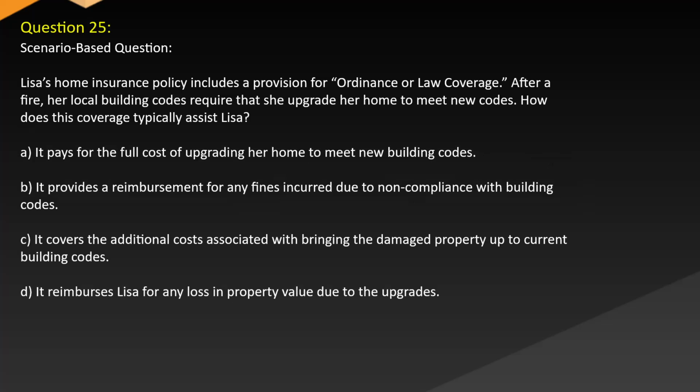Question 25. Scenario-based question. Lisa's home insurance policy includes a provision for ordinance or law coverage. After a fire, her local building codes require that she upgrade her home to meet new codes. How does this coverage typically assist Lisa? A. It pays for the full cost of upgrading her home to meet new building codes. B. It provides a reimbursement for any fines incurred due to non-compliance with building codes. C. It covers the additional costs associated with bringing the damaged property up to current building codes. D. It reimburses Lisa for any loss in property value due to the upgrades.